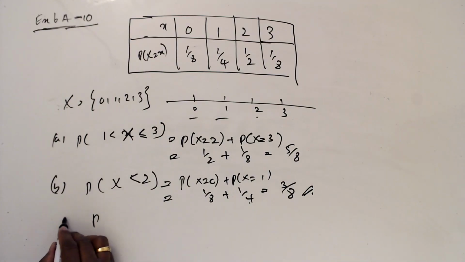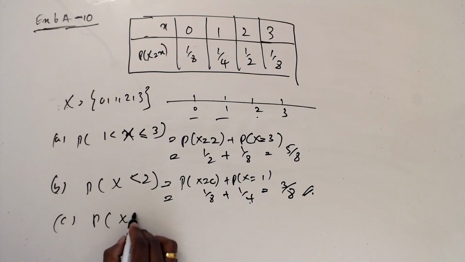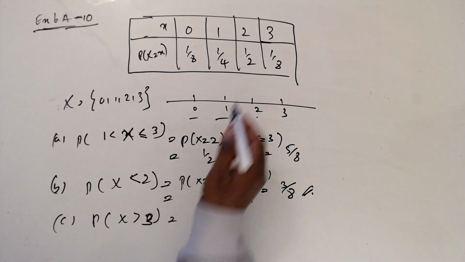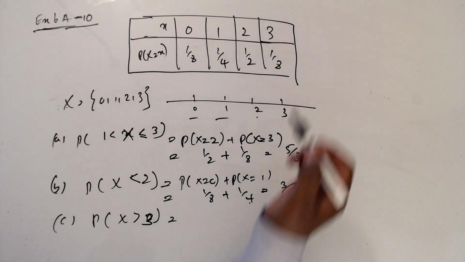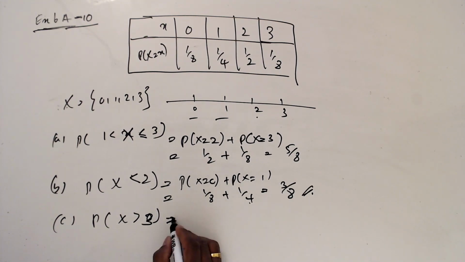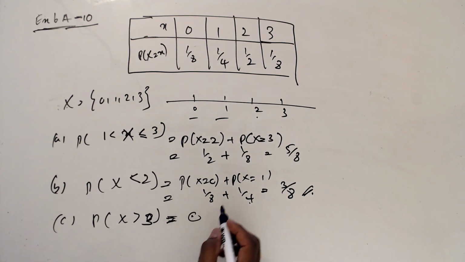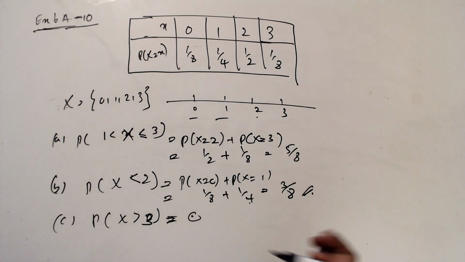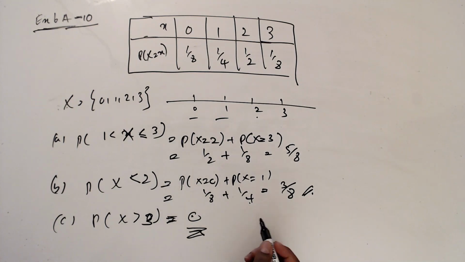Now part C, probability x greater than 3. So this is going to be 0. There is no outcome greater than 3. This has to be 0.